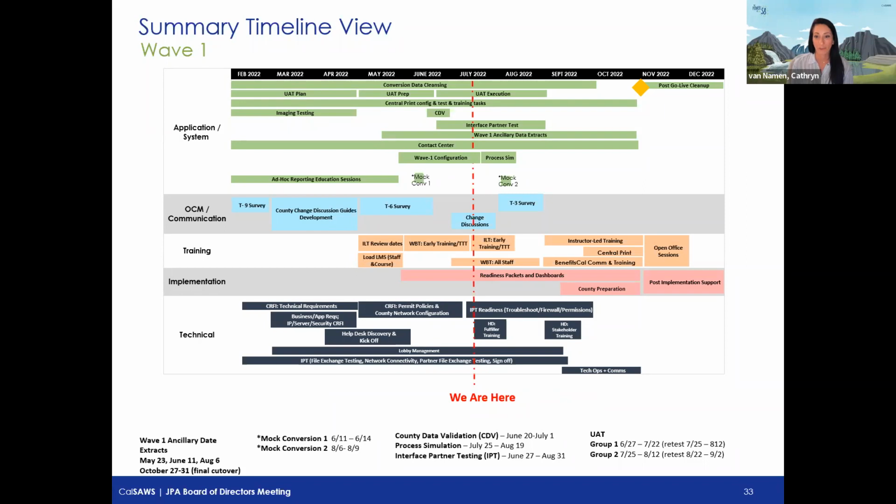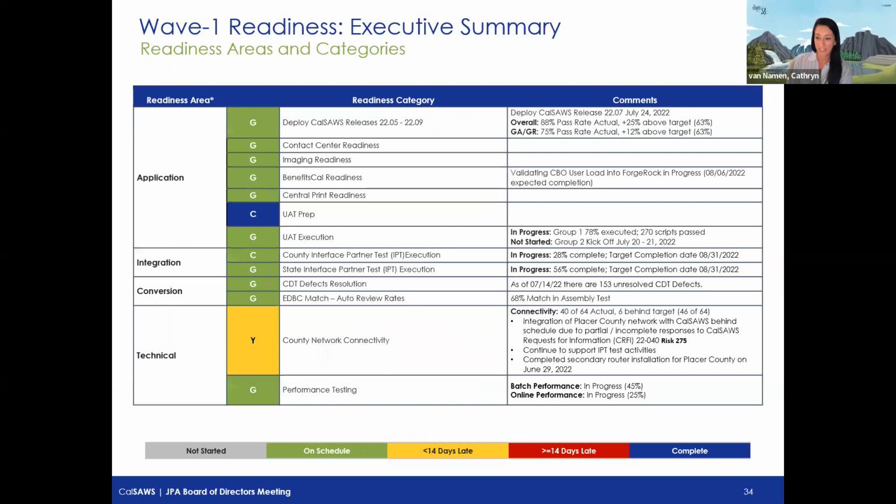Today, we're going to highlight for Wave 1 what we refer to as the readiness executive summary within the dashboard. So right now, what you're looking at is the Wave 1 timeline. It is in a Gantt chart, and this is really highlighting the critical path items on a timeline. Without going into too many specifics on this page, I'm going to provide the status for each one of these areas that you see on the screen across application, system, organizational, training, implementation, and technical on the subsequent slide. So if we can go ahead and move forward one slide.